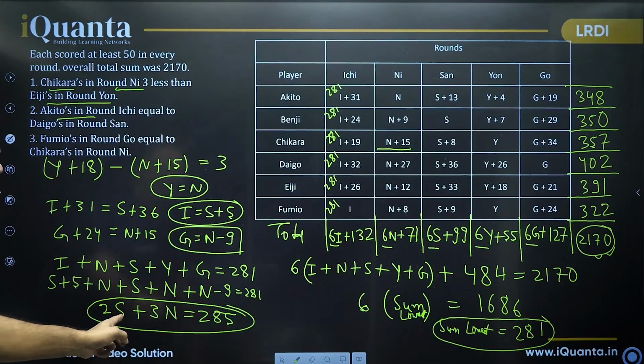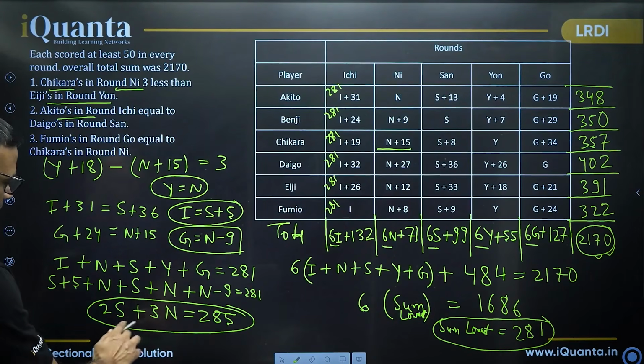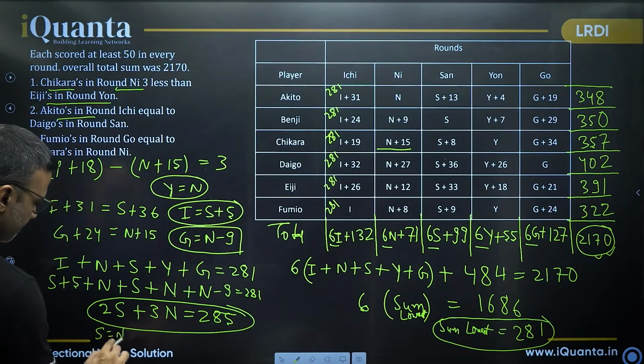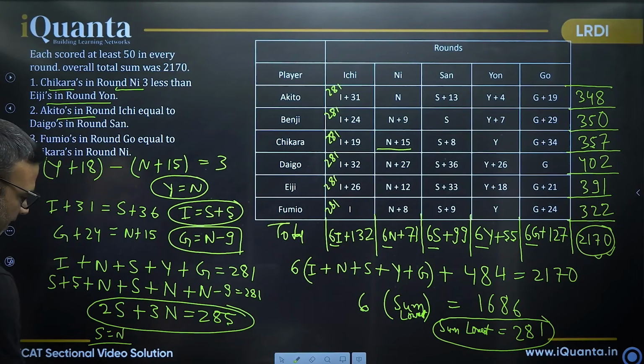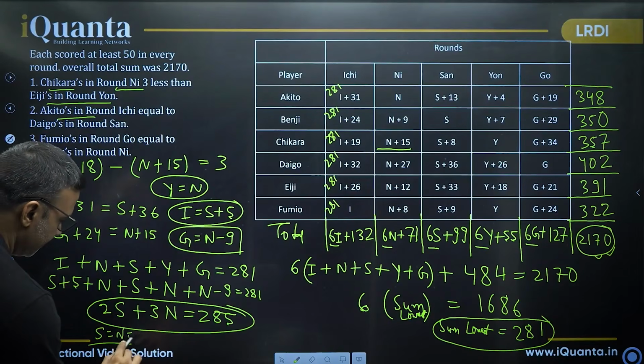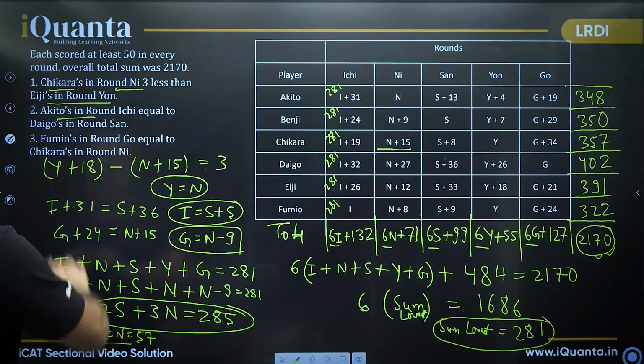Now what do I need to do? I need to find different possible solutions for this. If I take s equal to n, it will give us 2s plus 3s, which is 5s. So 280 divided by 5 is 56... 57. Nice. Now we apply our integral solution.